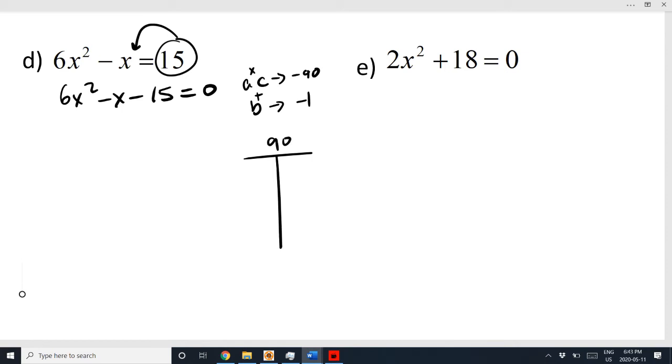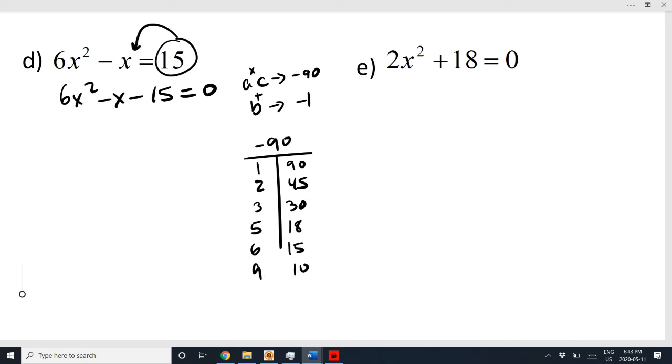So we'll start here. We'll just start from 90 and divide out 1. So 90 and 1. We'll do 2 and 45. 3 and 30. 90 can't be divided by 4 evenly, so we'll skip that one. 5 and 18. 6 and 15. And then 9 and 10.